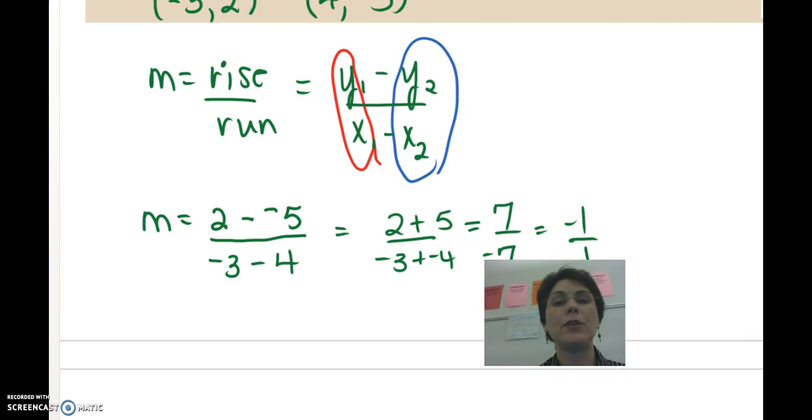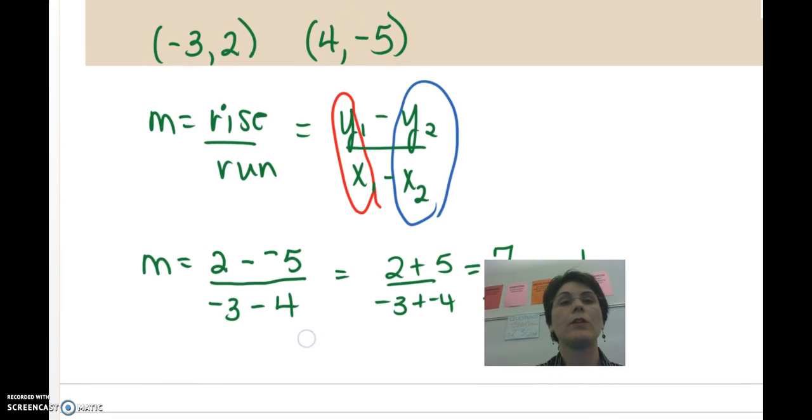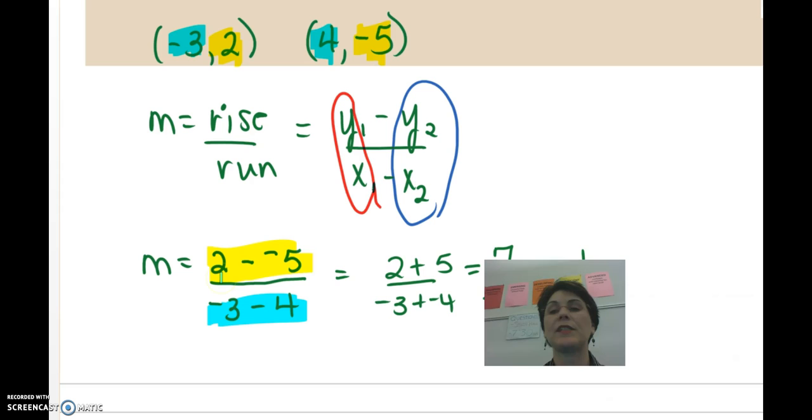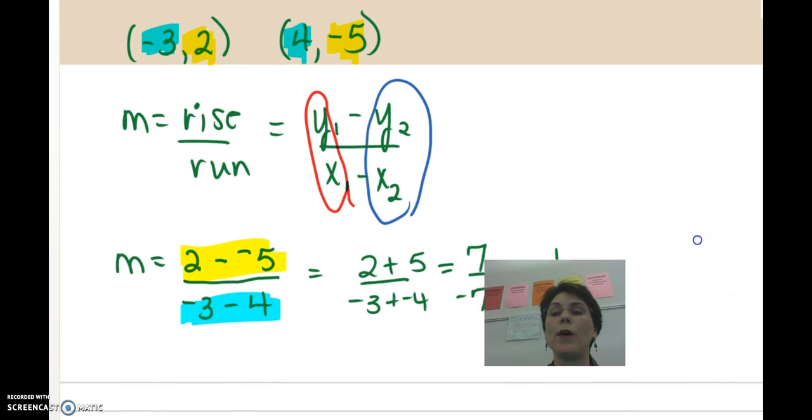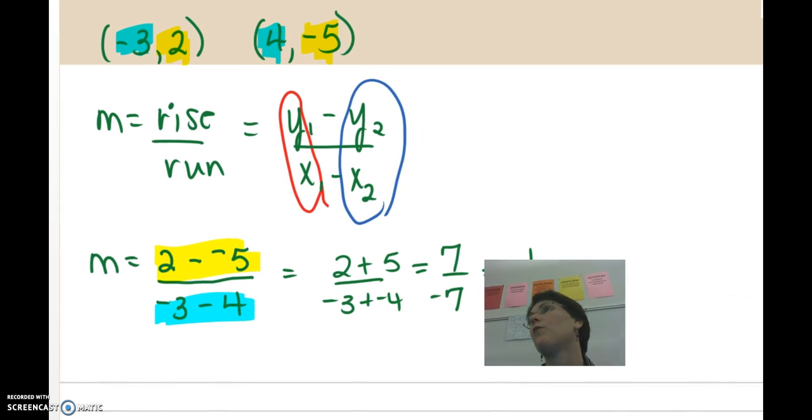So here we substituted 2 minus -5 to subtract our y values, and then we substituted -3 minus 4 to substitute our x values, and you end up with -1. I'm writing it as -1/1 because slope is actually a ratio, and so you don't want whole numbers and you don't want mixed numbers. You always want to see what the numerator is and what the denominator is, and you'll see why when we get into graphing with slope.